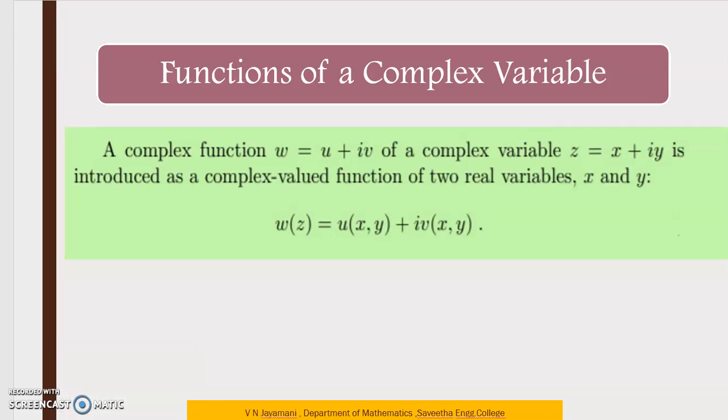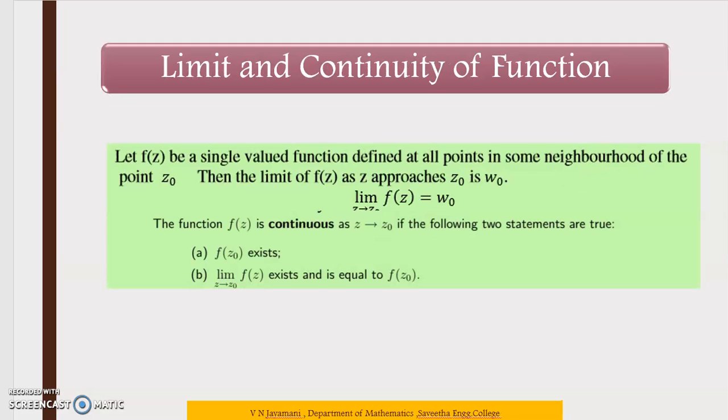So now we are going to see what is the limit and the continuity of a function. Let f of z be a single valued function defined at all points in some neighborhood of a point z0. Then the limit of f of z as z approaches z0 is w0. That is, if you take the limit as z tends to z0, where z0 is a neighborhood of a point, f of z is equal to w0.